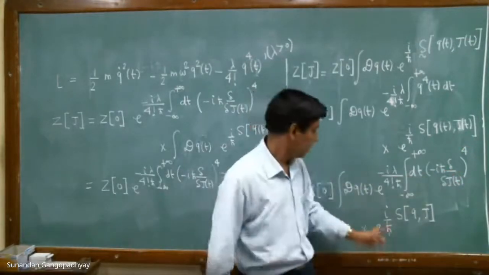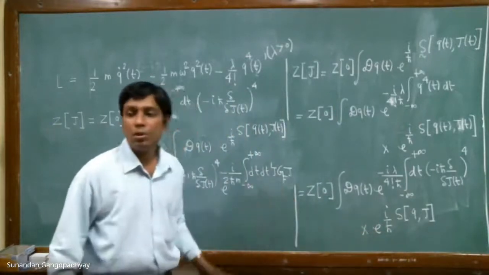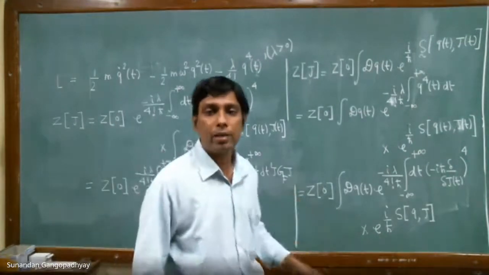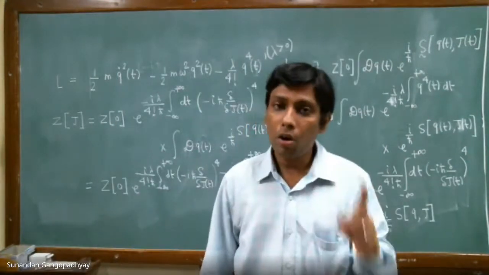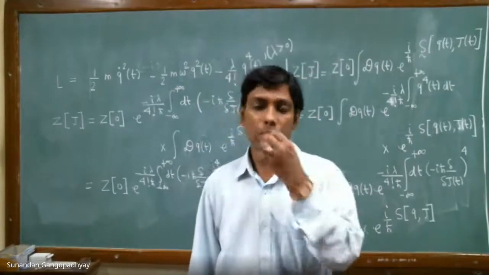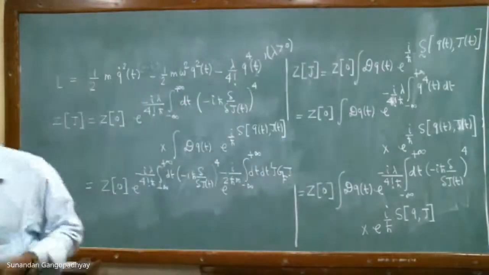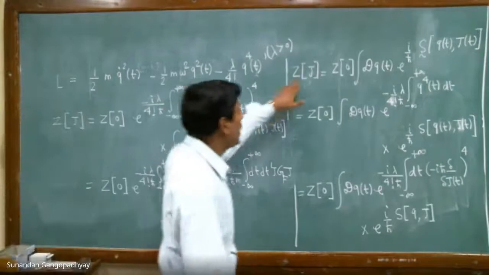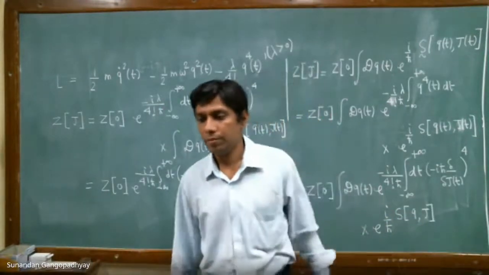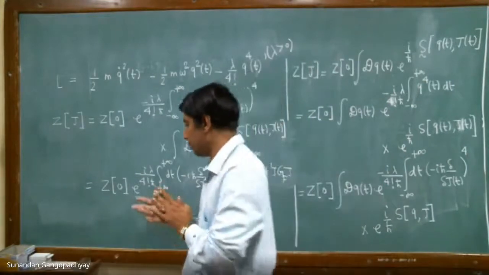You know that result, which is basically this. And you need to functionally differentiate this result with respect to the source J in order to get the generating functional for the anharmonic quantum harmonic oscillator. So this is the trick that you have to bring in in order to calculate this generating functional. Otherwise, you cannot calculate it. This is a very standard trick that you need to perform.